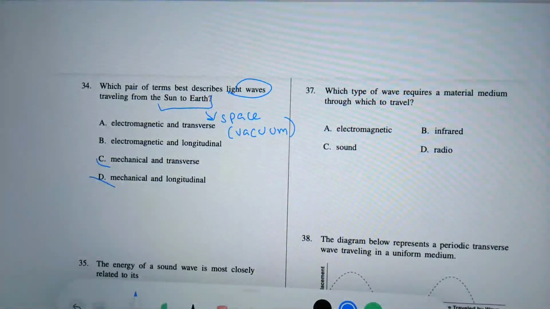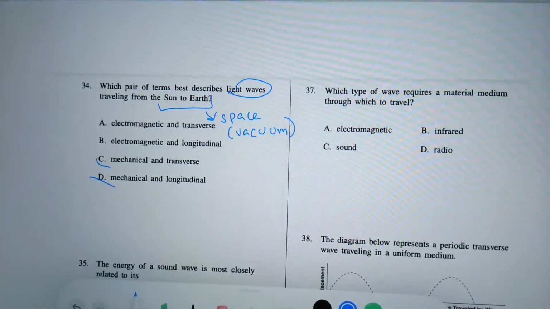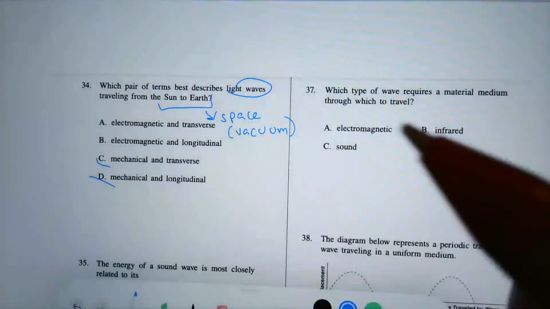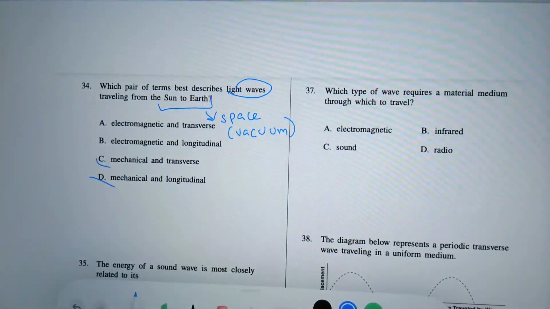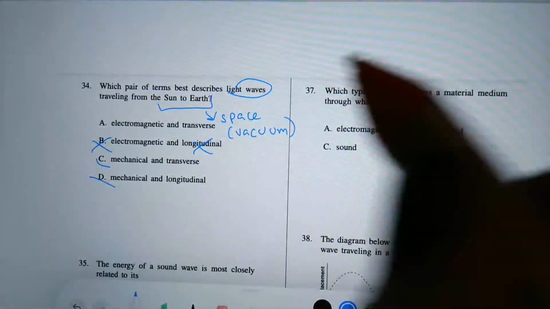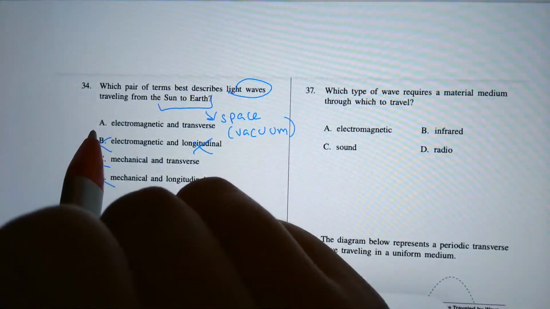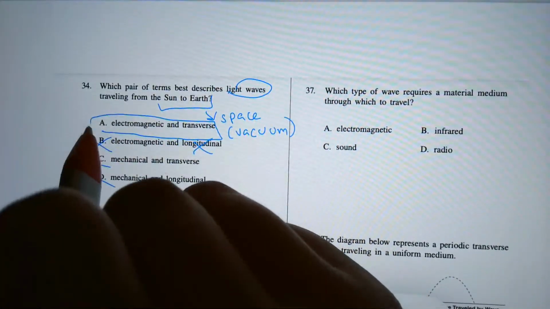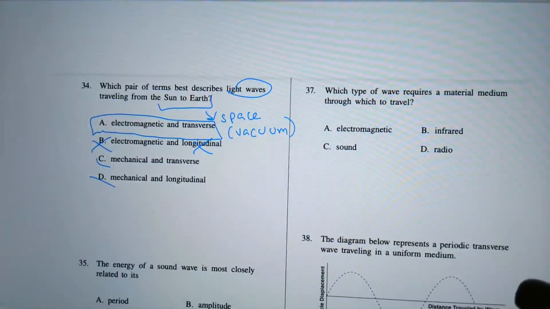Well, longitudinal waves require a medium to propagate. So longitudinal waves cannot move in space. That automatically eliminates choice B because of that word longitudinal. So therefore, light waves are always electromagnetic and transverse. Okay, that's how they're described.